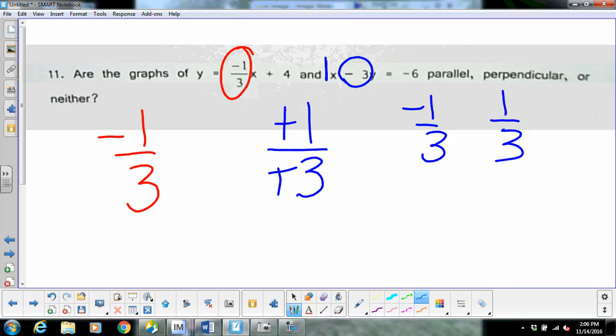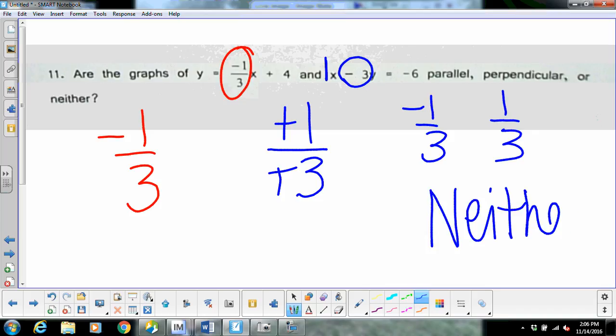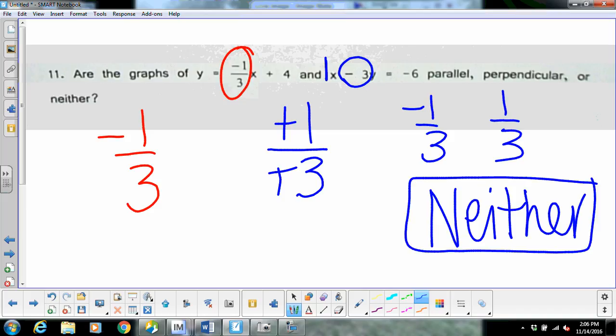So your slopes are negative 1/3 and positive 1/3. They are not parallel because they're not identical. And perpendicular, remember, you have to change the sign, which that happens, but you have to flip the fraction, and that does not. So these are neither. Okay, so now you have problems number 2, 4, 5, 6, 8, 10 to do. So that's 6 out of the 11 that you're responsible for.